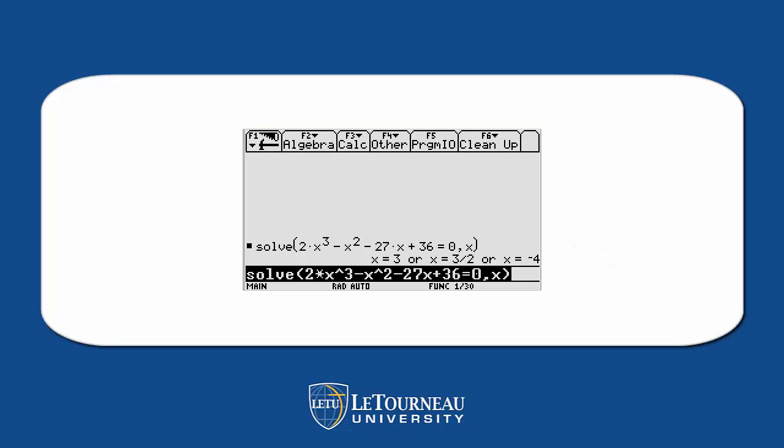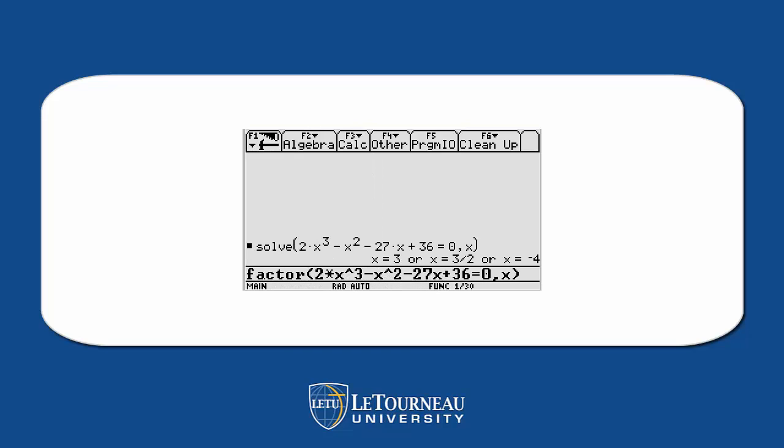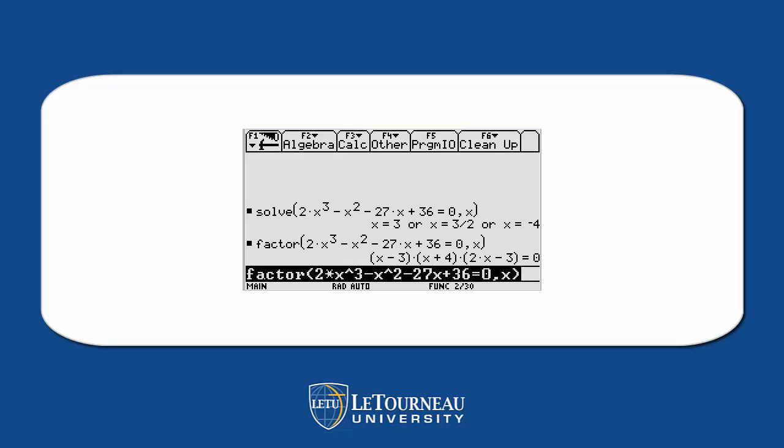Now, the next thing, let's show that we get the very same thing by changing the word solve to the word factor. Notice where we find it up there in the menu. It's number 2 under algebra. So we're going to factor. And when we hit enter, notice our factors are x minus 3, x plus 4, and 2x minus 3. This whole thing still equals 0.